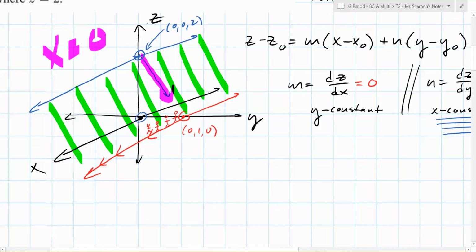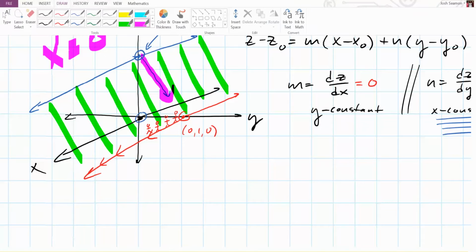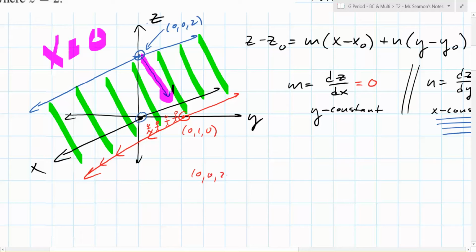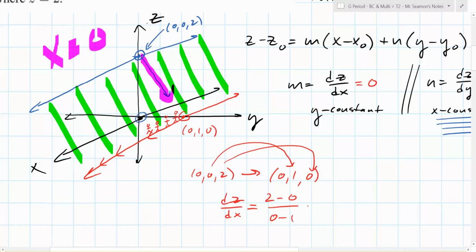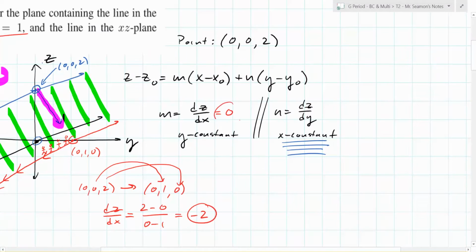Okay, so what is the rate of change of z with respect to y? You could use some points here. You're going from 0, 0, 2 to what? 0, 1, 0. So you want dz dy. What's the rate of change of z going to be? 2 minus 0 over 0 minus 1. So what's that going to be? Negative 2. So now we have our two slopes, and we have our point.